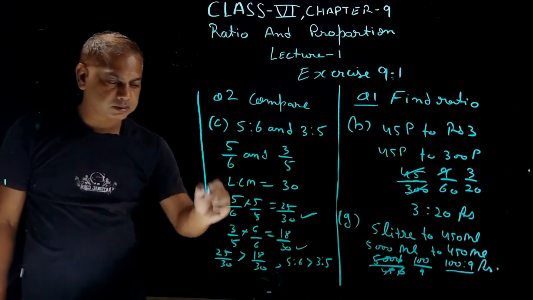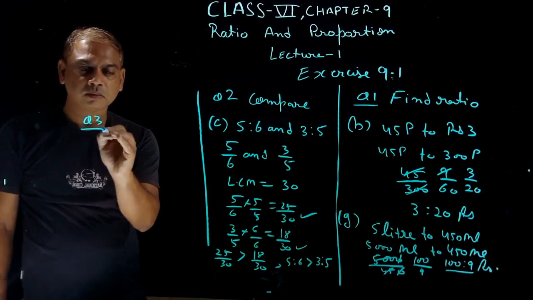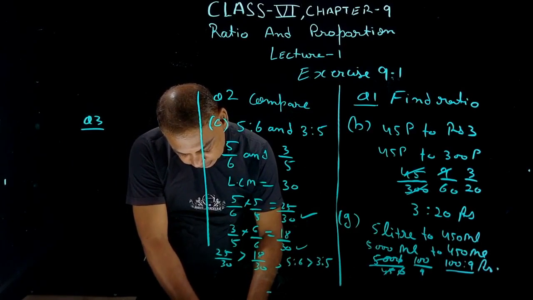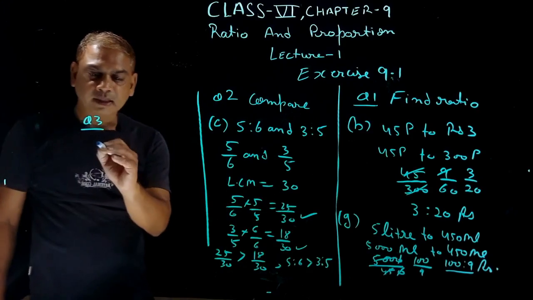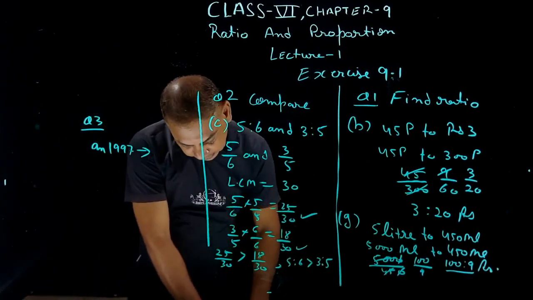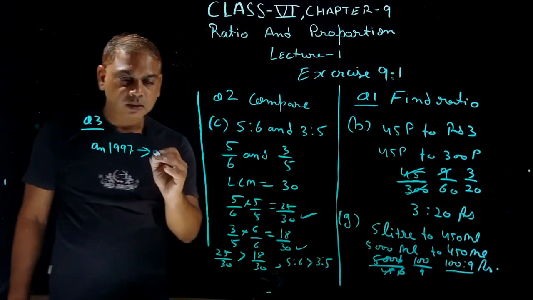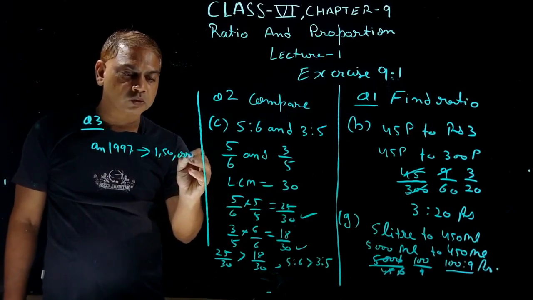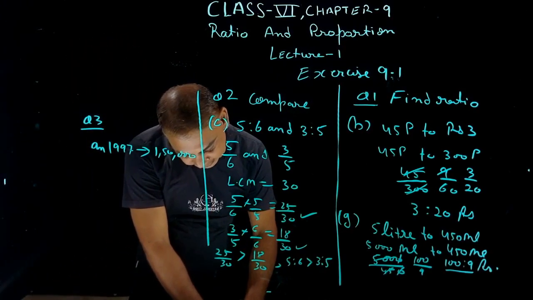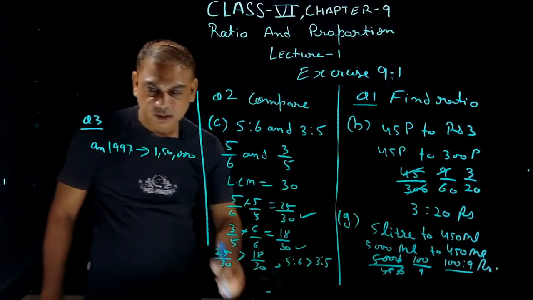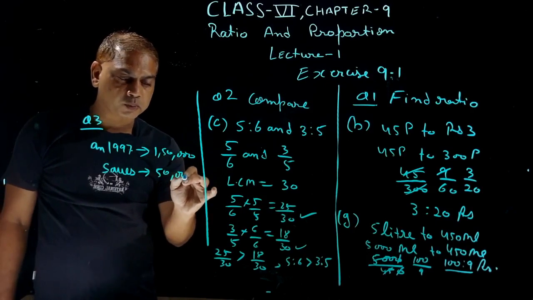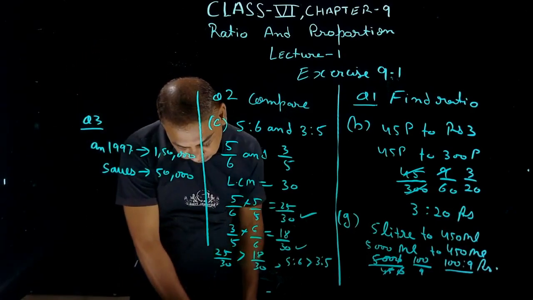Question number 3 students. Question number 3 is, in the year 1997 Radha earned 1,50,000 rupees. How much did she earn in 1997? 1,50,000 rupees she earned in year 1997. Now, she saves how much? Saves 50,000 rupees, right?